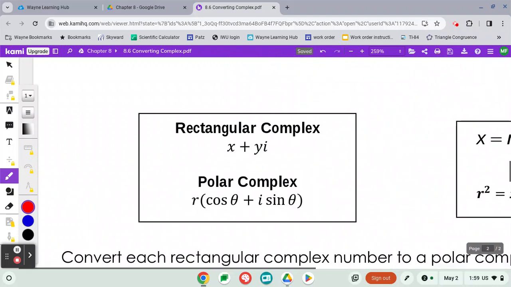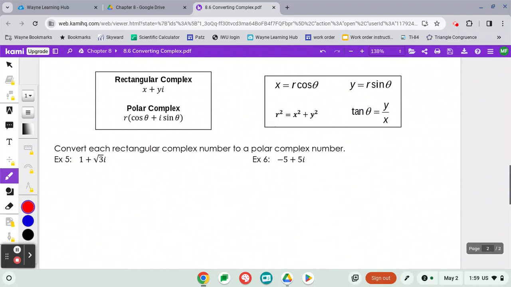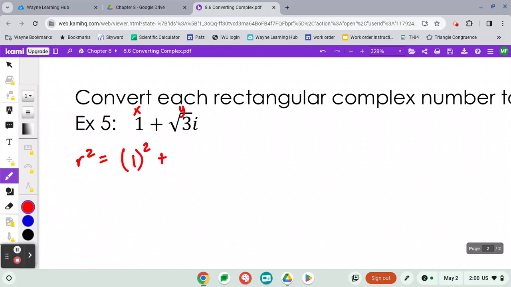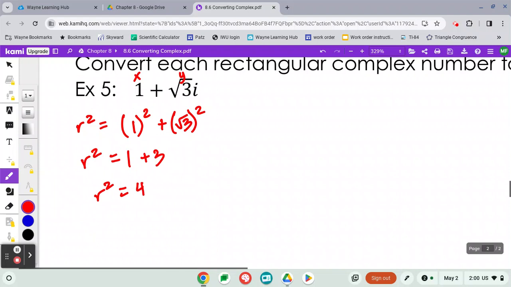All right, so flip it to the back now, and we'll do the same process except going the other way now. So on the back, they give us a rectangular complex number, and we're trying to go to polar complex. So 1 plus square root of 3i. If you look at this, we have our x and we have our y. So to find r squared, we know we are going to square the 1. Also, we're going to square the square root of 3. And this one comes out to 1 plus 3. R squared equals 4. When we combine it, that means R will equal 2.